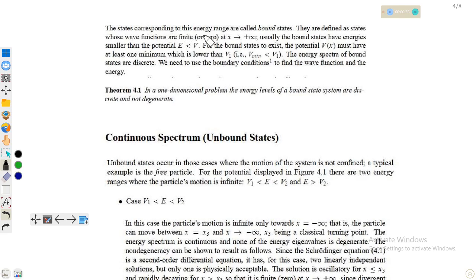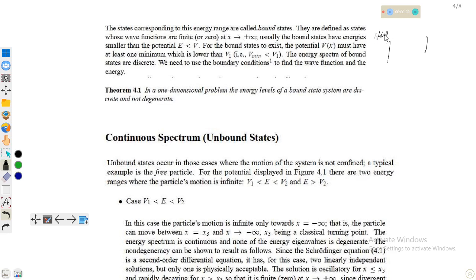The states corresponding to this energy range are called bound states, as we discussed above. A state will be a bound state when the particle is bounded. These are defined as states whose wave function is zero where the particle is bounded between two points, so the potential at plus and minus those points is zero, and our wave function will be zero there.